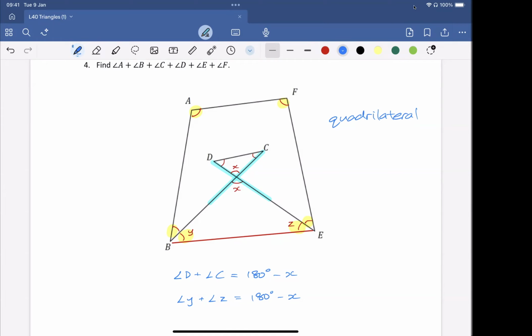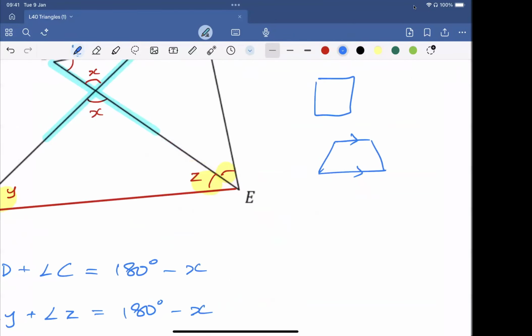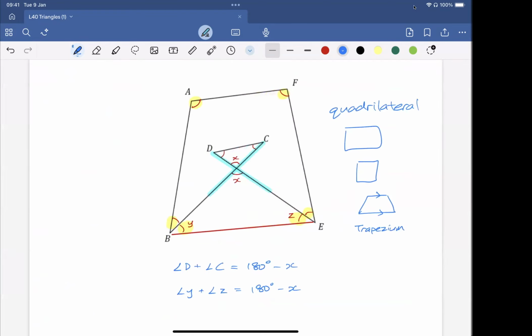Quadrilateral. Yes, any shape that has 4 sides, including rectangles, including square, we call them a quadrilateral. Okay? Can you tell me what shape is this called, with parallel lines like that? Do you know what is this shape? It's a trapezium. A trapezium has parallel sides. Is a trapezium a quadrilateral? Yes. Why? Because it has 4 sides. Correct, because it has 4 sides. So is a rectangle a quadrilateral?